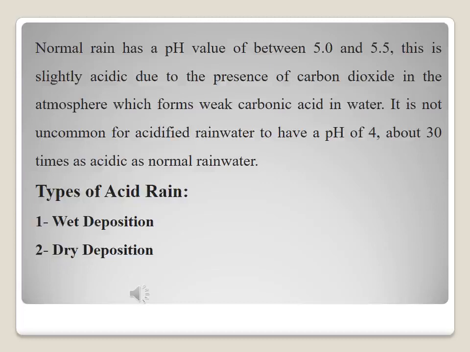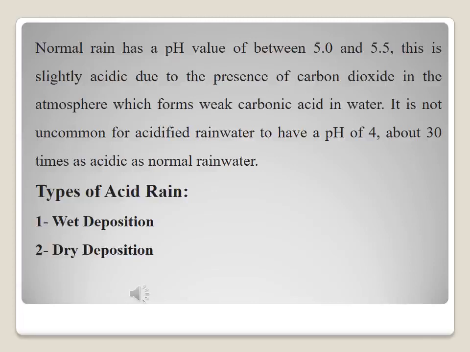Normal rain has a pH value of between 5 and 5.5. This is slightly acidic due to the presence of carbon dioxide in the atmosphere, which forms weak carbonic acid, H2CO3, in water. It is not uncommon for acidified rainwater to have a pH of 4, about 30 times as acidic as normal rainwater.